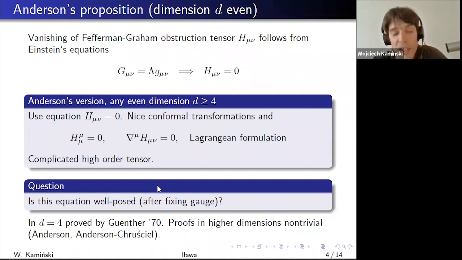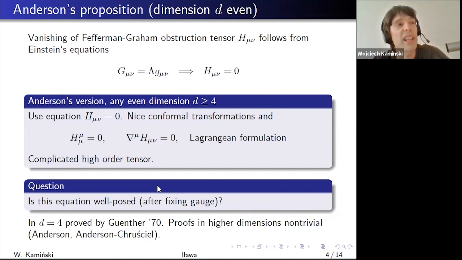And of course, what is the problem? The problem is whether it's well-posed, so whether it's a hyperbolic system. If it's hyperbolic, then it's a very nice replacement because it has much nicer properties. It satisfies a Bianchi identity similar to Einstein. So this tensor is very nice. And there is additionally this Lagrangian formulation.